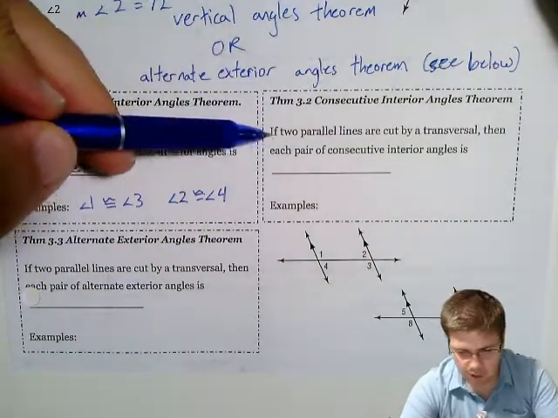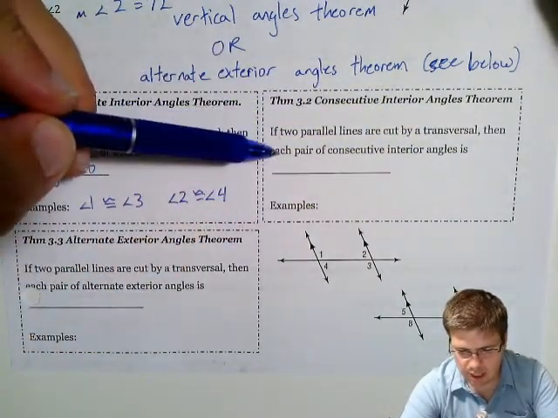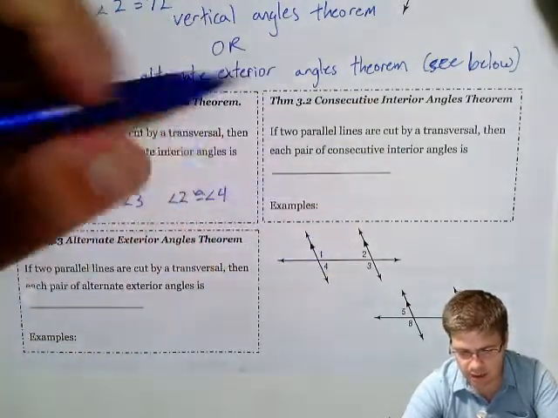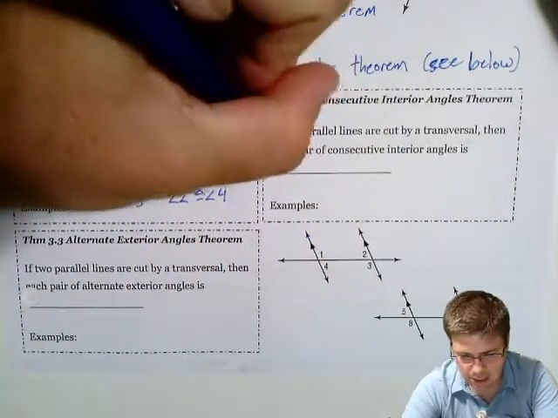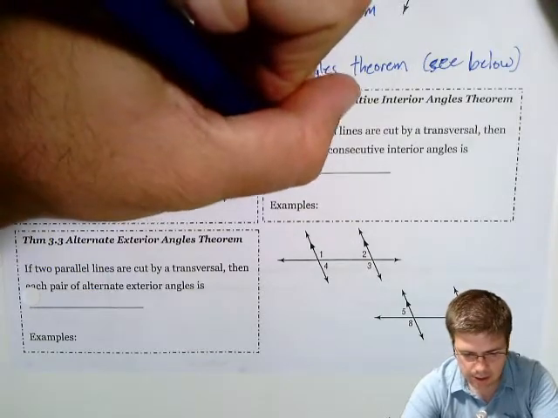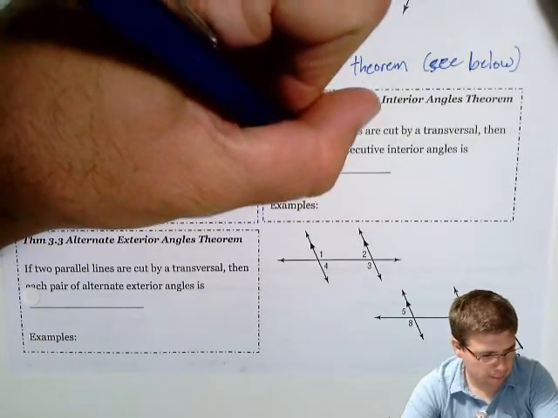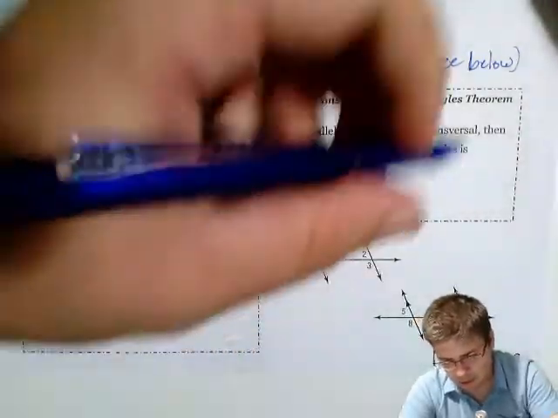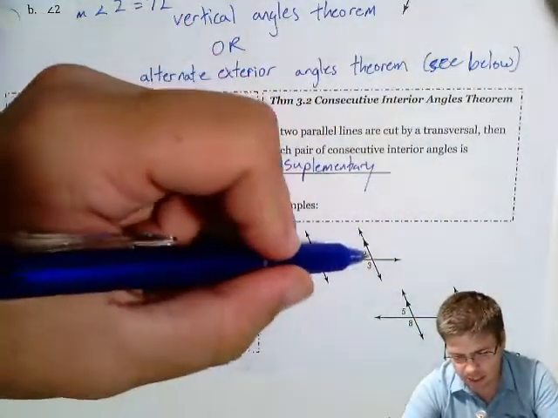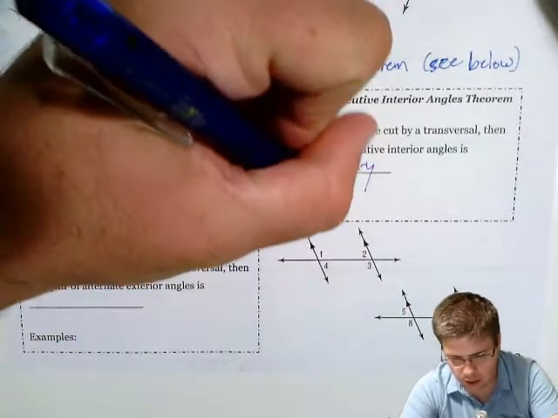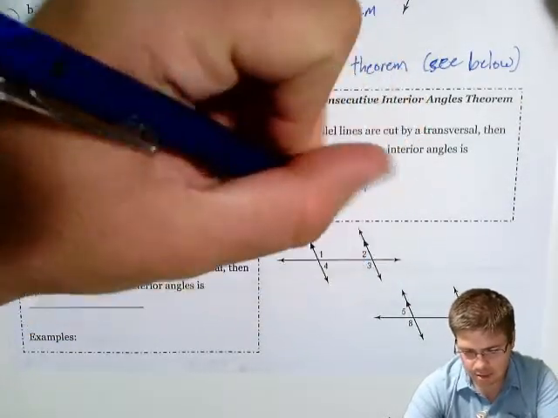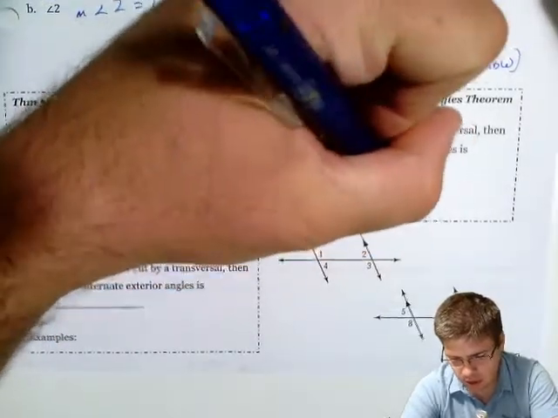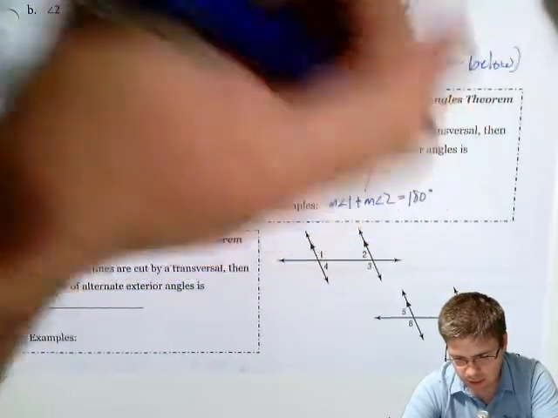And that'll always be the case if we have the parallel lines cut by the transversal. All right, again, if we have two parallel lines cut by a transversal, then each pair of consecutive interior angles, so staying on the interior, they are going to be supplementary. So these are supplementary. They add up to 180 degrees. Angle 2 and 1 are same side interior, so the measure of angle 1 plus the measure of angle 2, those add up to be 180 degrees.